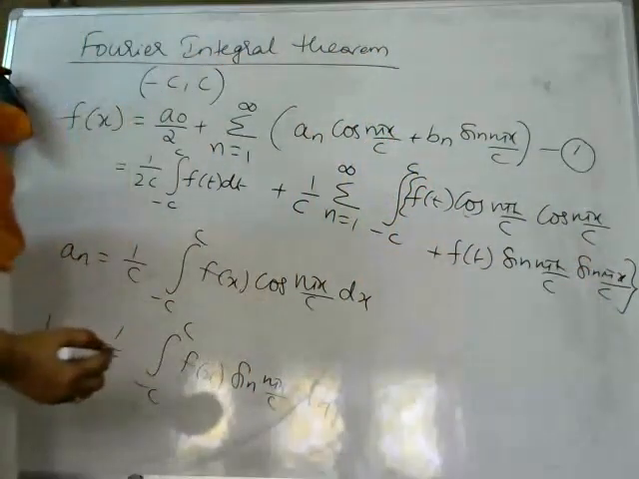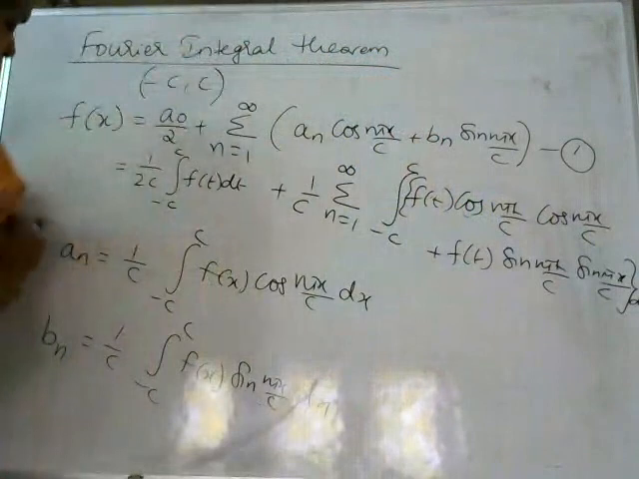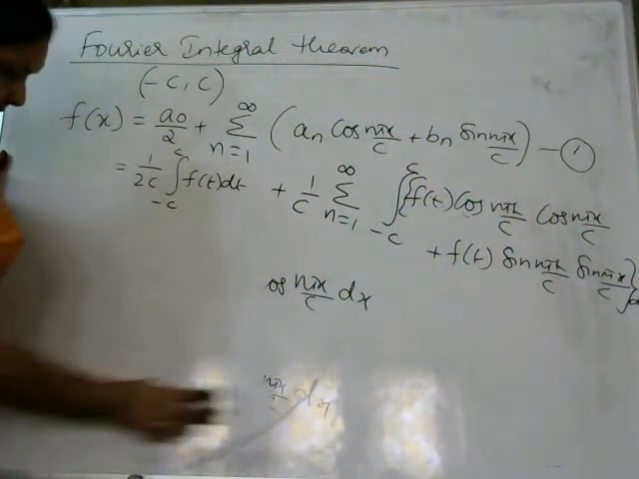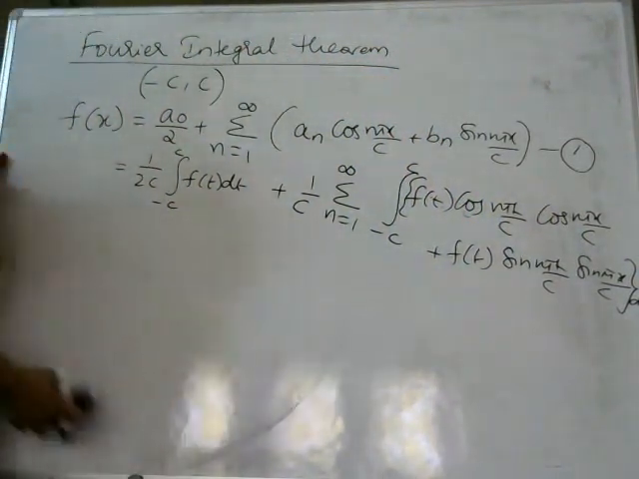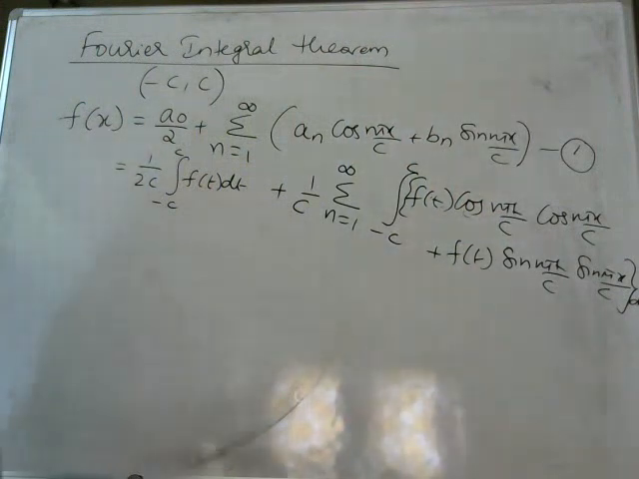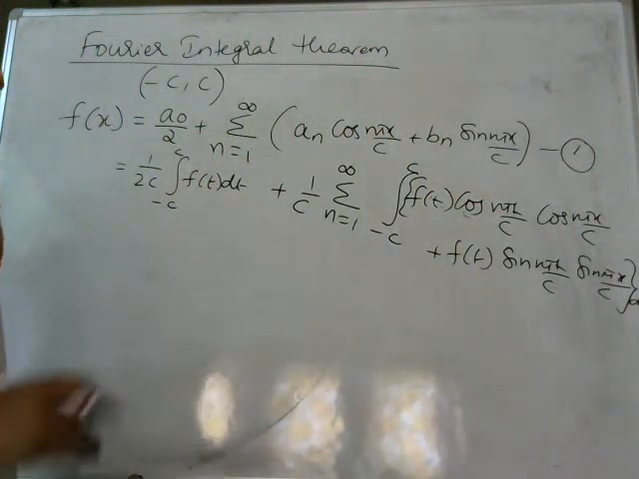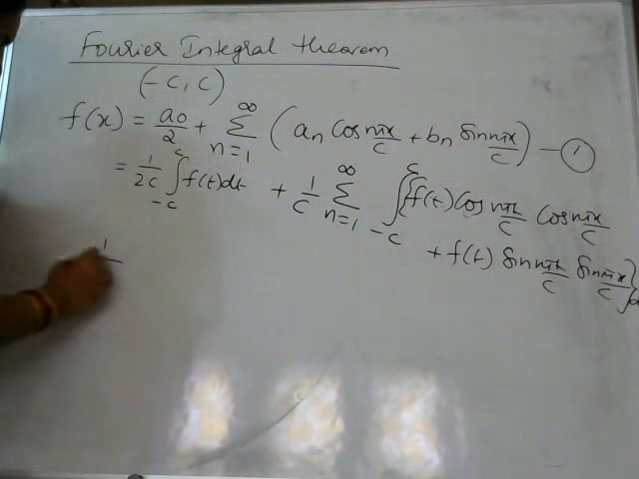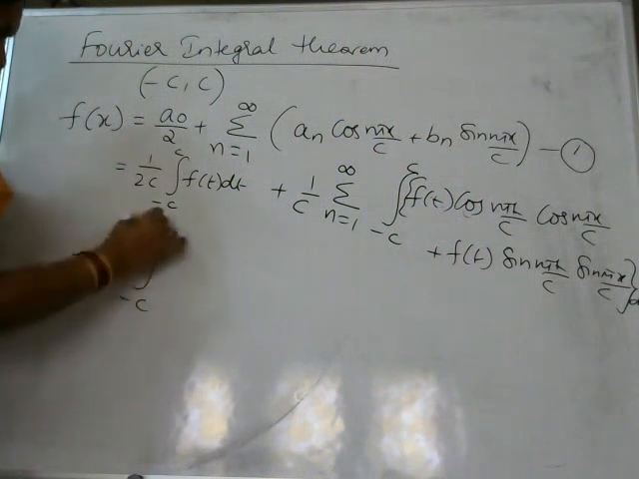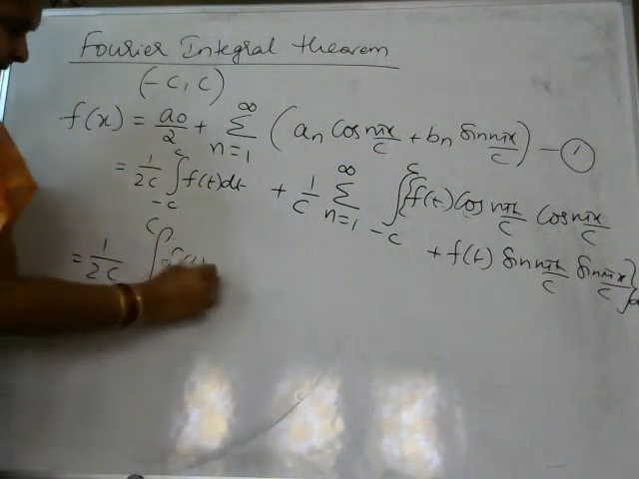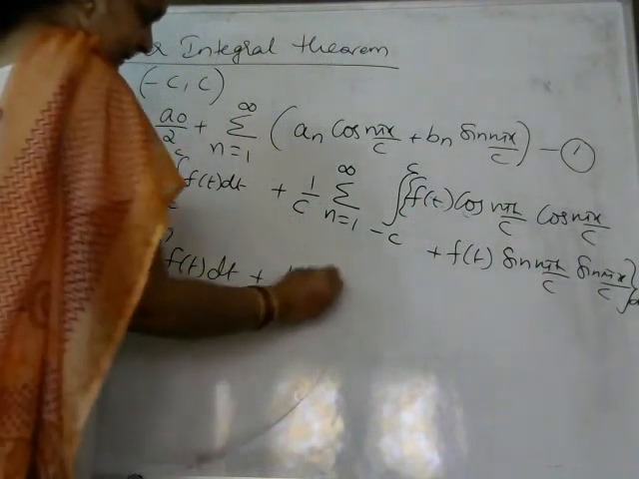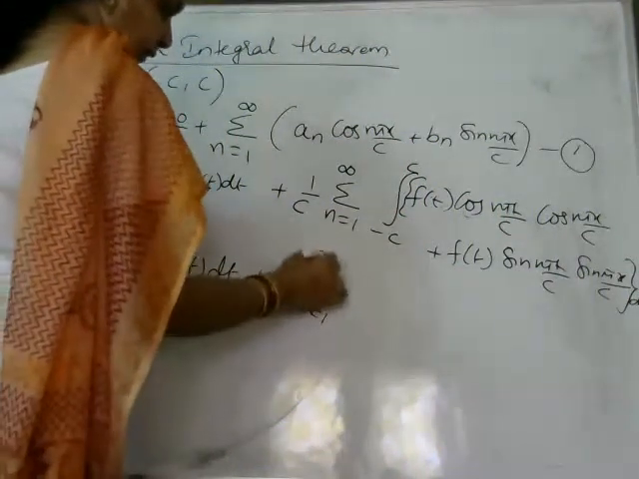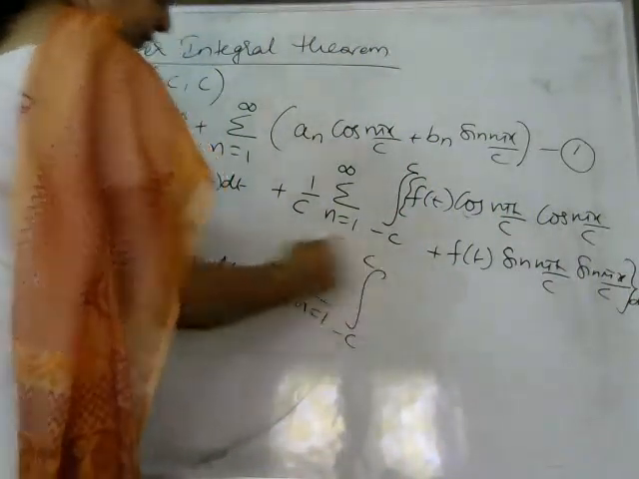So this is the value we have with dt. What we have done in this, we have simply substituted the values of a0, an and bn. So how do we get this value? 1 by 2c integral minus c to c f of t dt plus 1 by c sigma n equal to 1 to infinity integral minus c to c.